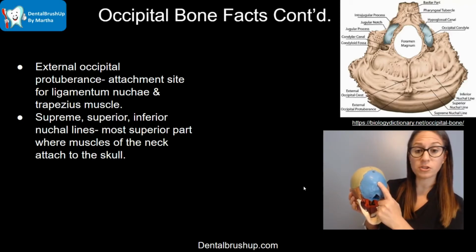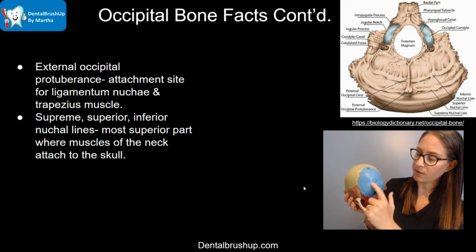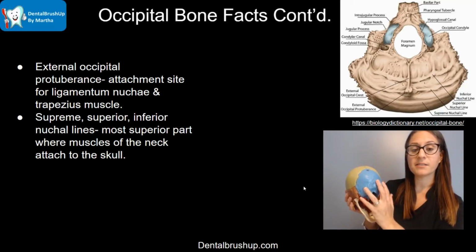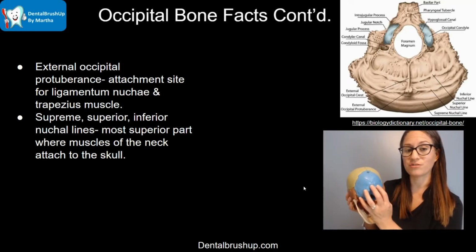Now, if you take a closer look, here we have the supreme, the superior, and the inferior nuchal lines. And these serve as the most superior part where the muscles of the head and neck attach.